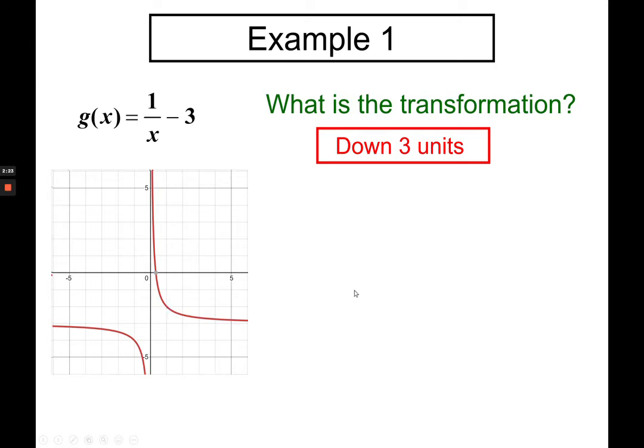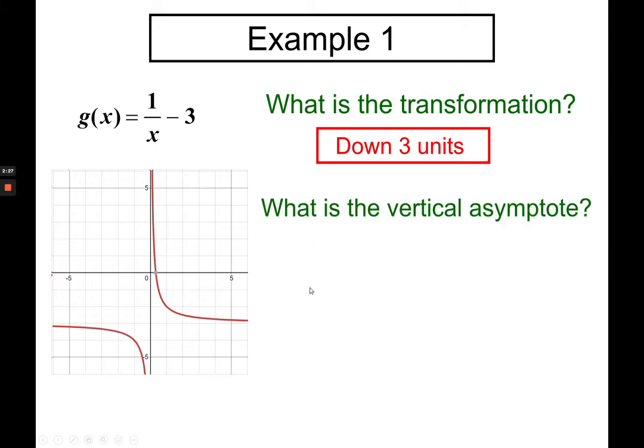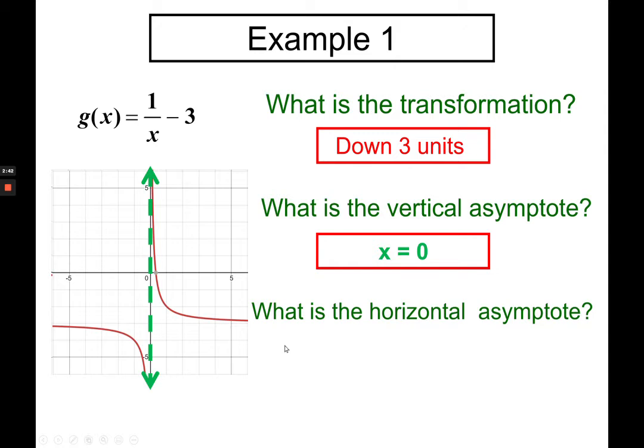Next, we can now identify or locate your vertical asymptote. Your vertical asymptote actually did not change. It's still in the middle, at x equal to 0. And your horizontal asymptote has changed. It's actually at y equal to -3.